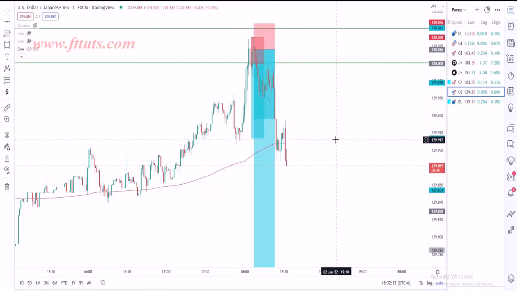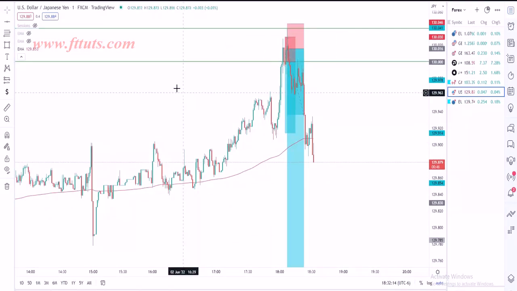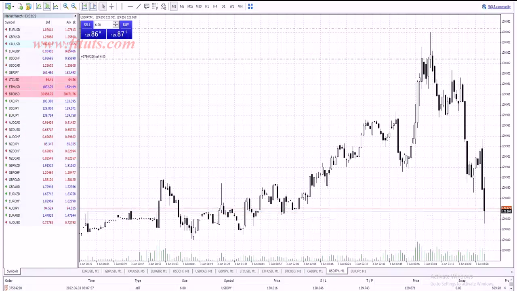Okay, so this is gonna roll. This is rolling right here. Let's jump back to the MT4, and we're getting into some good profit right now. I haven't taken anything off.